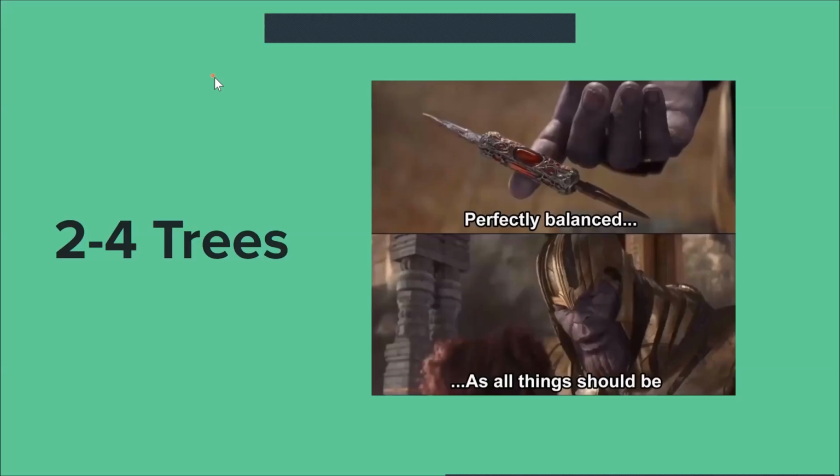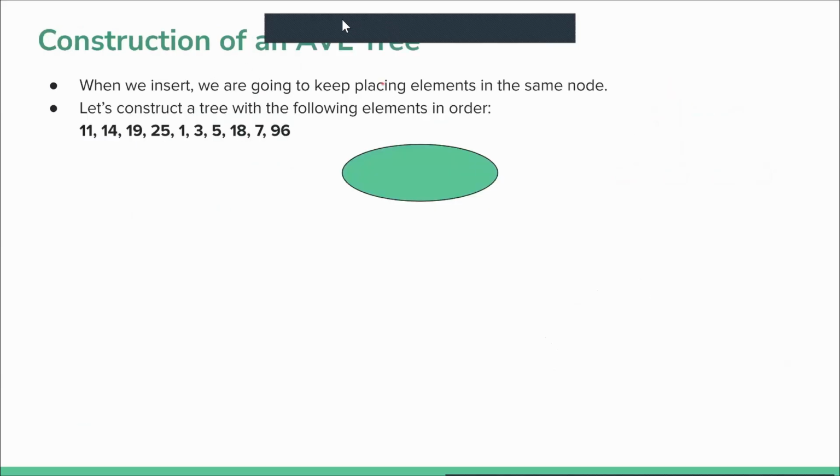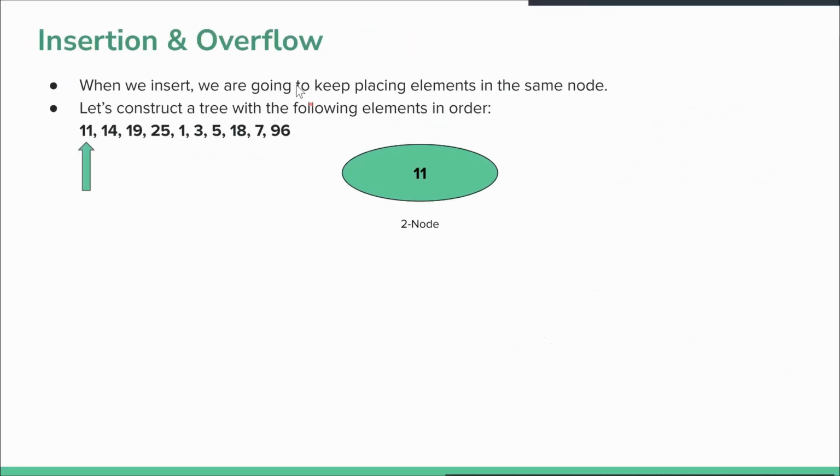Construction of an AVL tree. Yeah, this is a pretty weird AVL tree, I guess, if it were one. This is supposed to say 2-4 tree. It just is a typo. But we'll just kind of ignore that because it changes anyways. All right, for insertion and overflow, we're just going to say just the same way as our AVL tree.